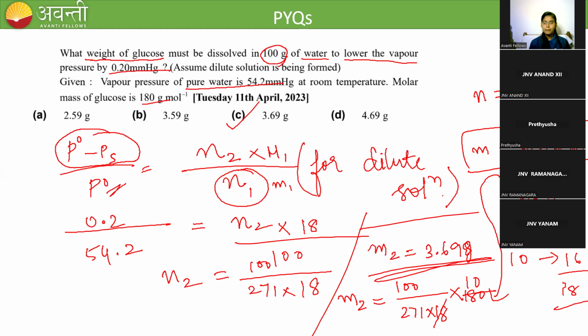Clear for all of you? So we need the number of moles to find out the mass of glucose. So I am calculating that number of moles value from the relative lowering of vapor pressure formula. Since the solution is dilute, here we have to assume the solution is a dilute solution, no? So I am using this formula. Clear for all? Shall I move on to the next question? Yes or no? Do any of you have any doubts from this?